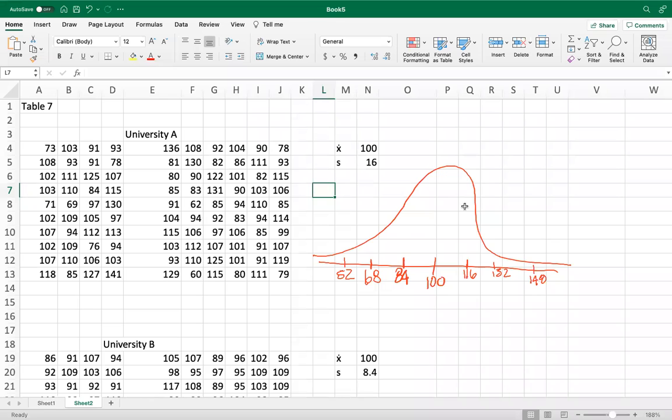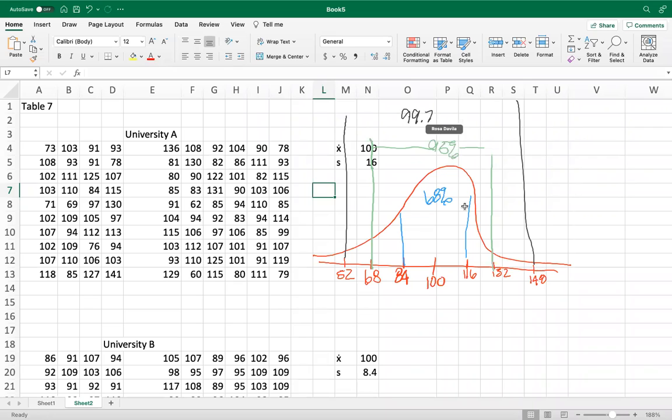And again, from here, we say that 68% of the data will lie within 1 standard deviation, 95% will lie within 2 standard deviations. And lastly, we have 99.7% of our data will lie within 3 standard deviations.